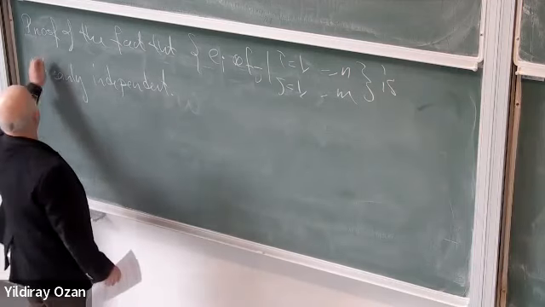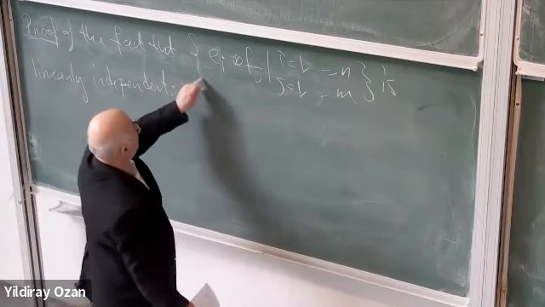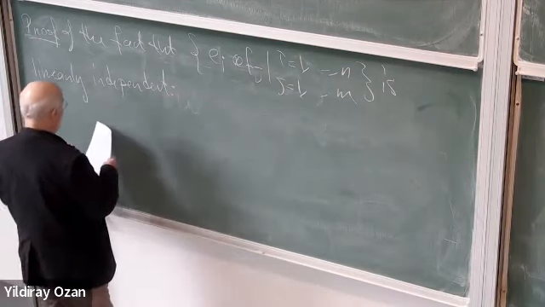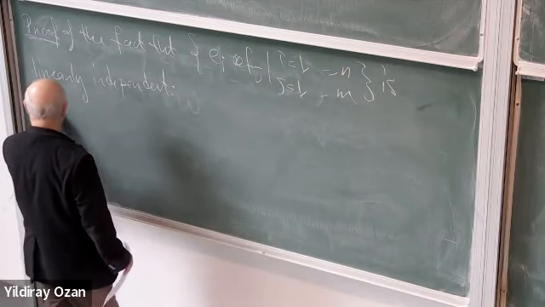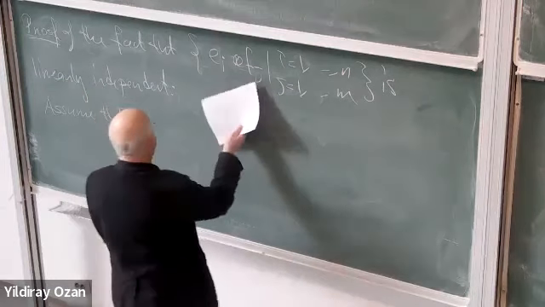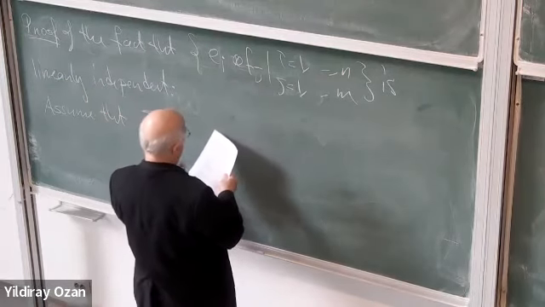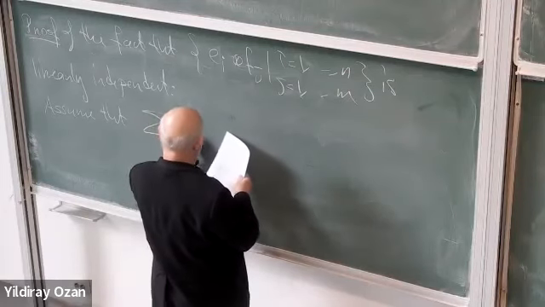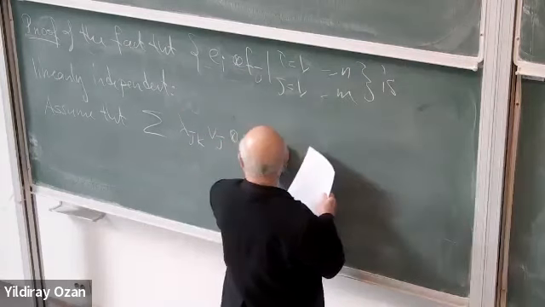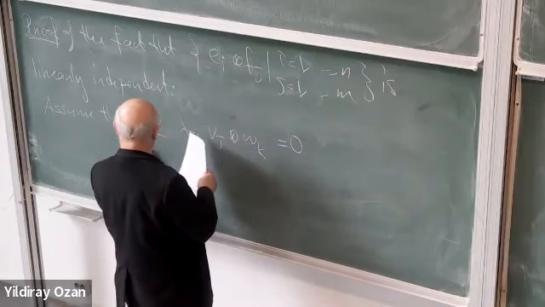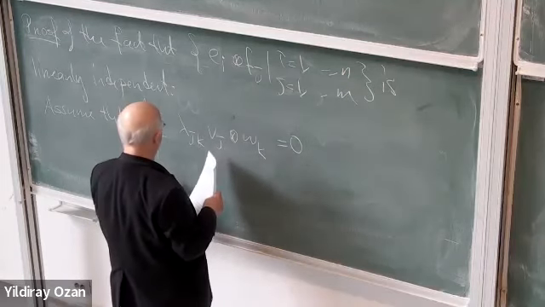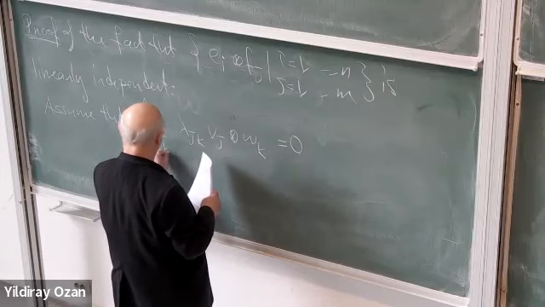Now, why is this set linearly independent? Well, assume that we have a linear sum of these terms and this is equal to 0, going from 1 to n and k going from 1 to m.